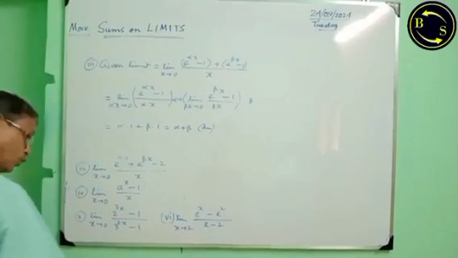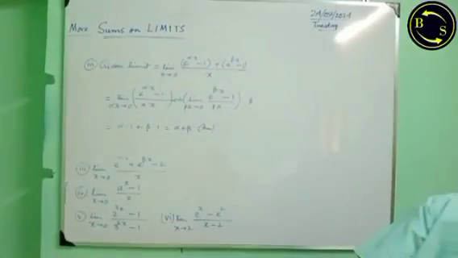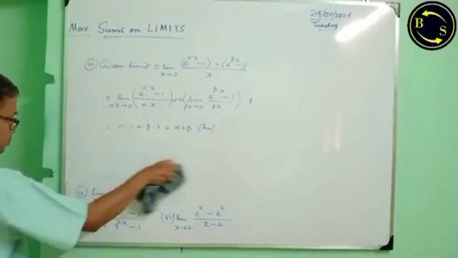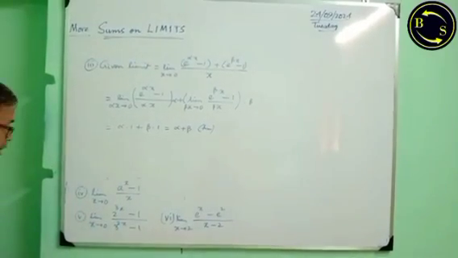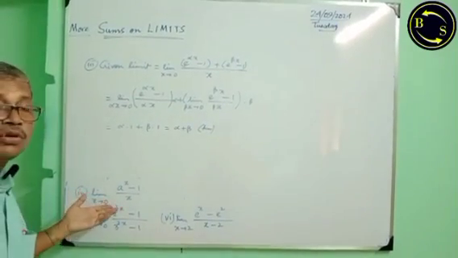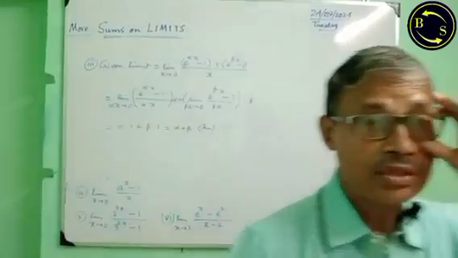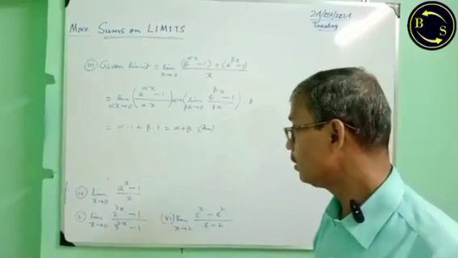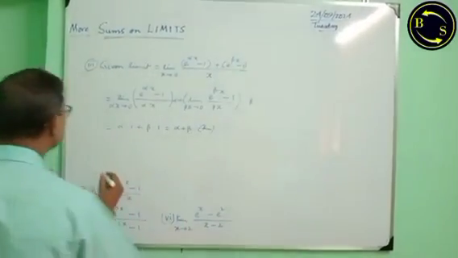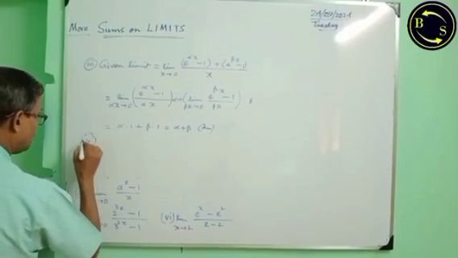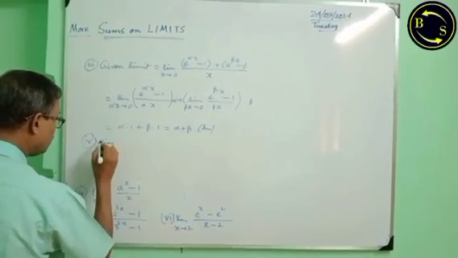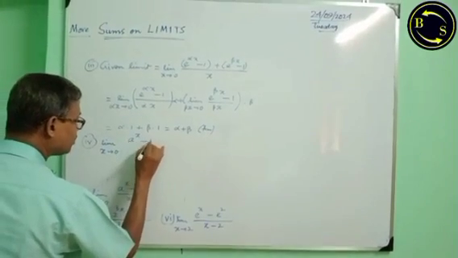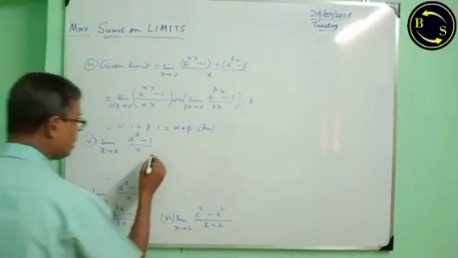Next, number 4. Actually, this is also taken as a standard limit, but let me deduce this one. How do we get the result? Number 4, limit x tends to 0, a to the power x minus 1 by x.